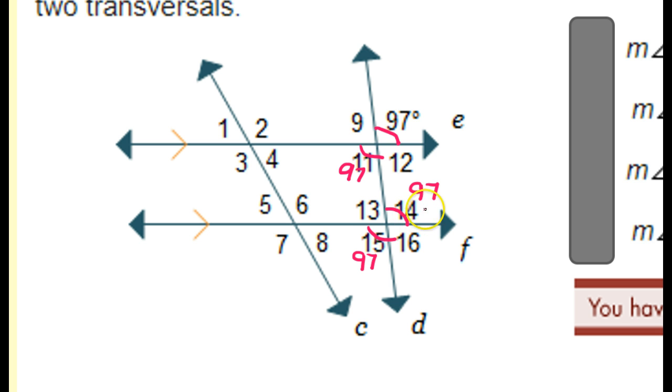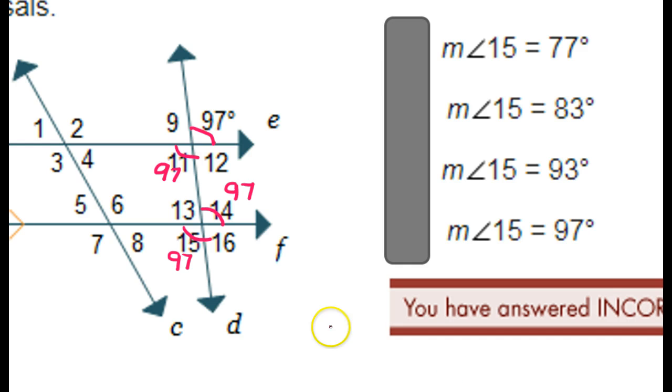Now, if I needed to, I could use supplementary angles, and I could subtract 97 from 180, and find out what the rest of these angles are. But they asked us to find the measure of angle 15, and we've already found it because you see it's right here. So angle 15 is 97. So there's your answer.